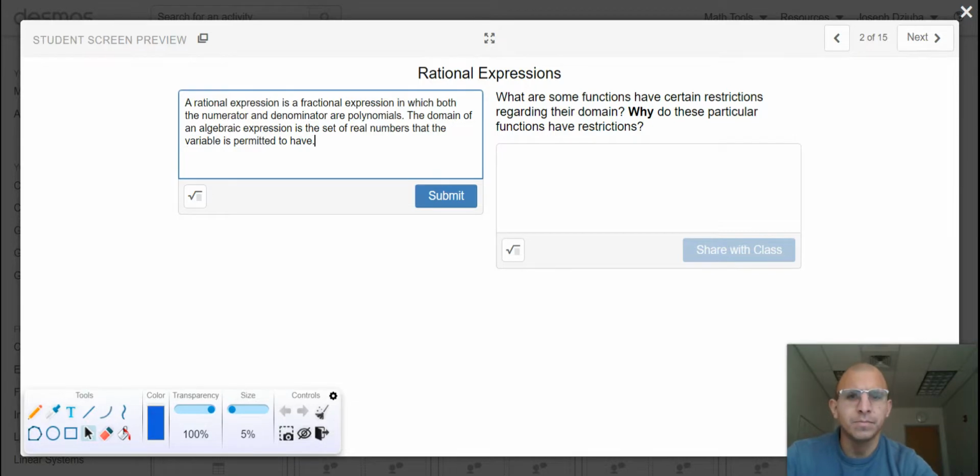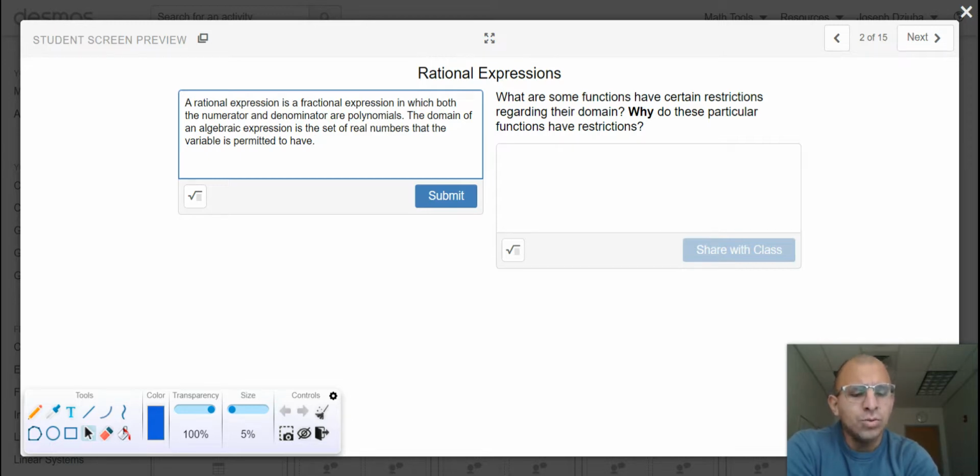have. And what we mean by that is you might have come across instances when you are utilizing a calculator where you type in a value and your calculator spits back an ERR or a UND for error or undefined. So I want you to think of some of those instances and try to describe them here. What are some functions that have certain restrictions regarding their domain? Why do these particular functions have restrictions? Okay.